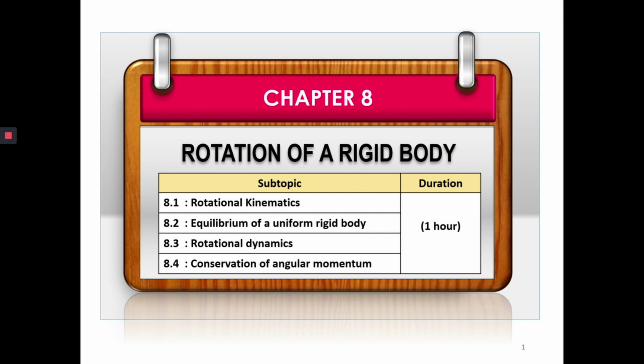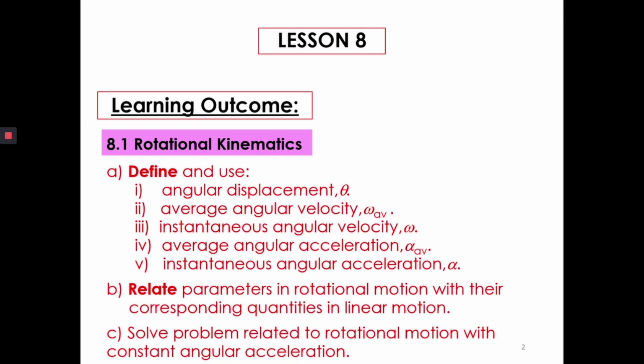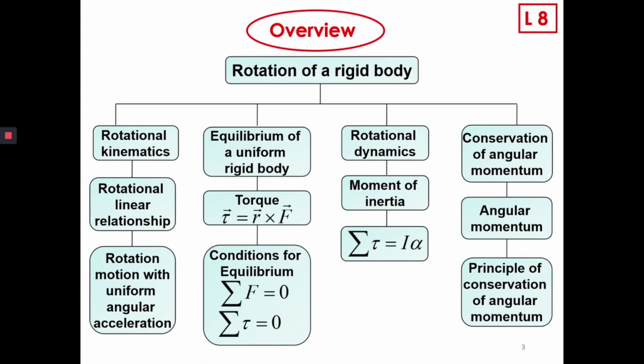Today we're going to start with chapter 8, rotation of a rigid body, where this chapter has 4 subtopics. We're going to look at the first subtopic, rotational kinematics. First, define and use angular displacement, average angular velocity, instantaneous angular velocity, average angular acceleration, and instantaneous angular acceleration. Next, we're going to relate the parameters in rotational motion with their corresponding quantities in linear motion and solve problems.